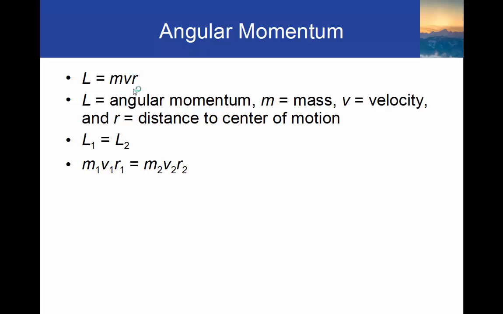And it's given by the mass of the object times the velocity of the object times the distance from the axis of rotation, if you will. Center of motion is another way of putting that. Now, the angular momentum actually is also a vector, and it is the vector which is perpendicular to both the velocity vector and this radial vector.